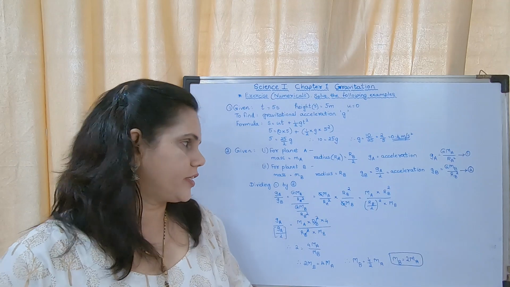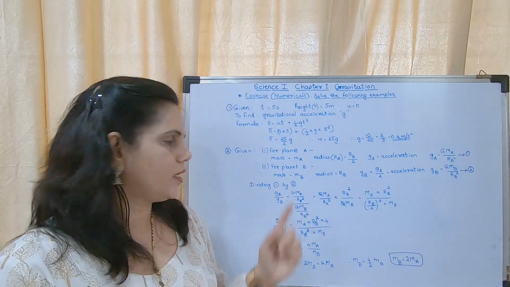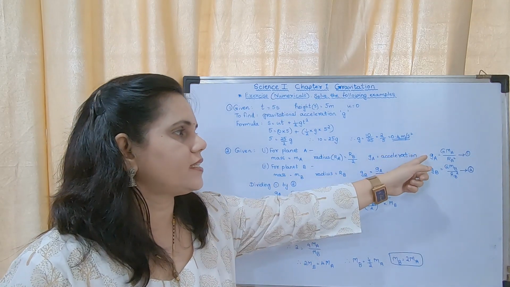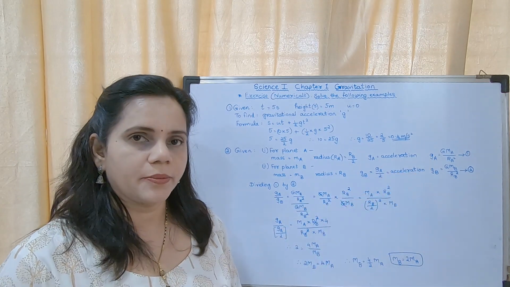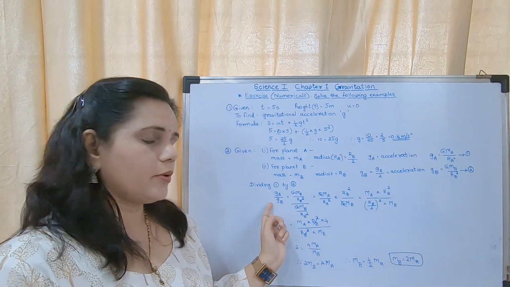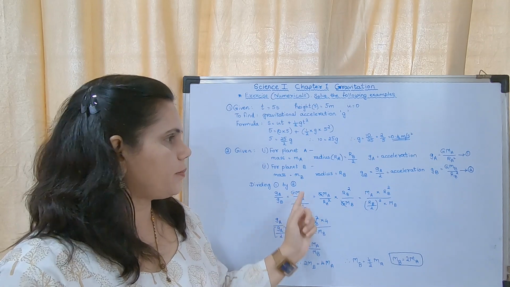Now what to do with that? Dividing 1 by 2, the left hand side is ga upon gb. Okay, ga upon gb is equal to G ma upon ra square.